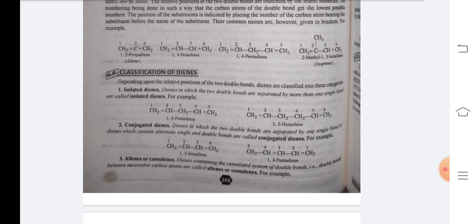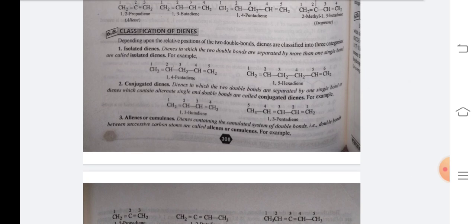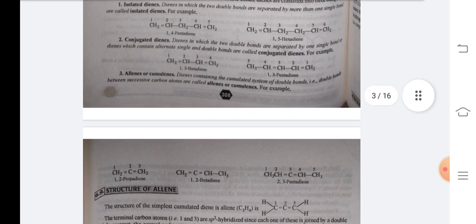First, isolated dienes. Dienes in which the two double bonds are separated by more than one single bond are called isolated dienes. For example, 1,4-pentadiene, 1,5-hexadiene. Second, conjugated dienes. Dienes in which the two double bonds are separated by one single bond, or dienes which contain alternate single and double bonds, are called conjugated dienes. For example, 1,3-butadiene, 1,3-pentadiene.